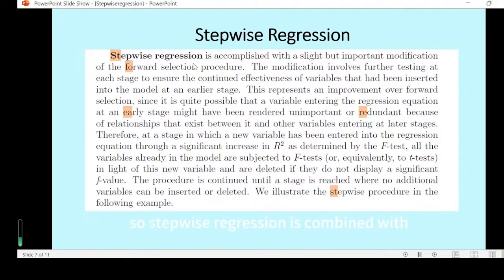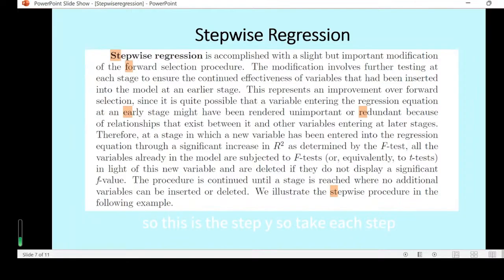So stepwise regression is combined with a forward type. But in each step, in addition to adding one variable into the model, we will test all the variables again. For example, if we add one variable x2 in the model with the current variable x1, in the previous step we tested that x1 was significant, but because we add x2 in the model, we have to test x1 again. So this is the stepwise.